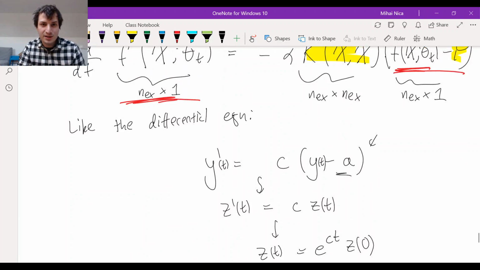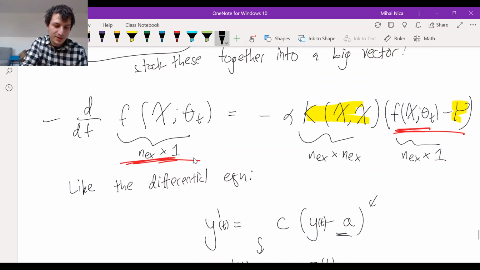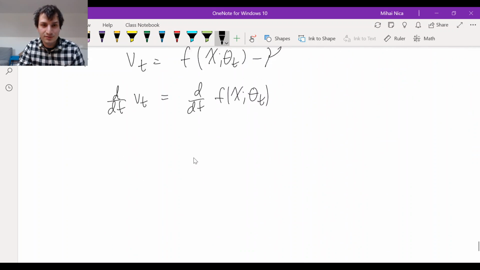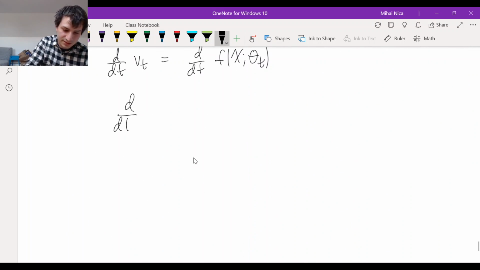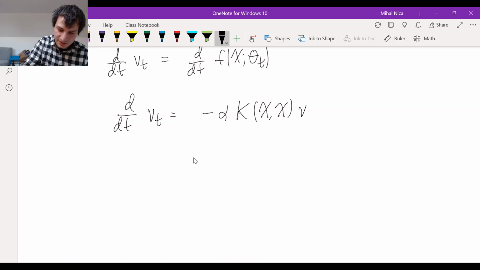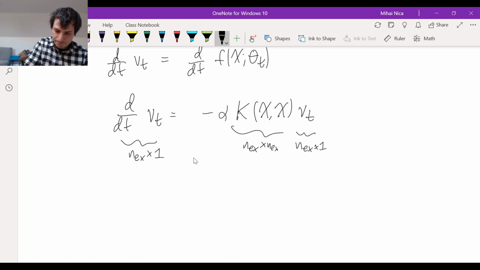So what does this equation become? This equation up here becomes a nice equation for v, which is d dt v of t is equal to minus alpha k of x times v of t. At least that's what it should be. Let's double check in the notes and make sure I'm not on a goose chase here. Yeah, okay, that's what it is. So this is an nx by 1 vector and an nx by 1 vector. This is an nx by nx matrix.